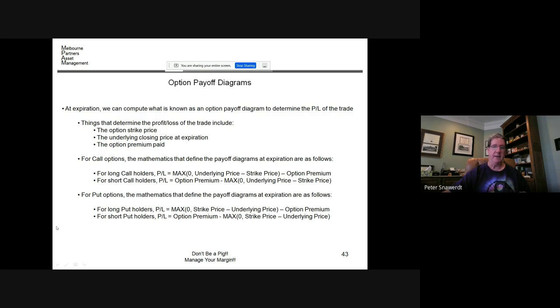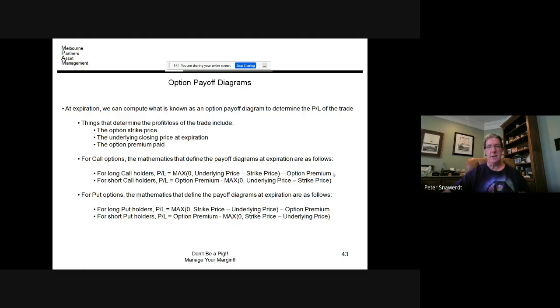But basically, if you're a long call holder and the underlying closed below the strike price, you got zero. And you paid, so your net loss was the option premium on that trade. If you're, again, a long call holder, and the underlying price is greater than the strike price, then whether or not you made money depends upon the premium you paid for the option.